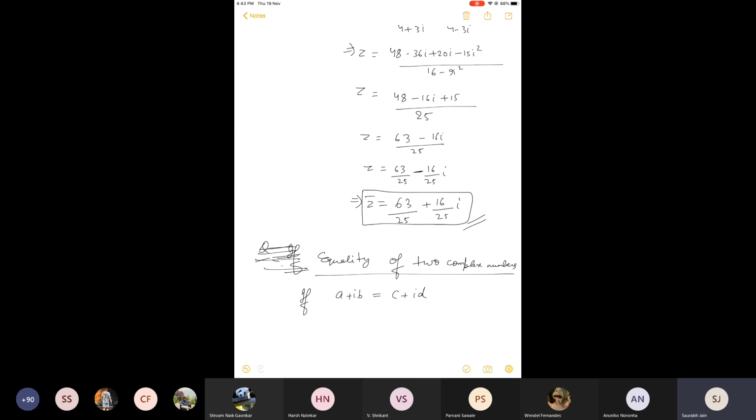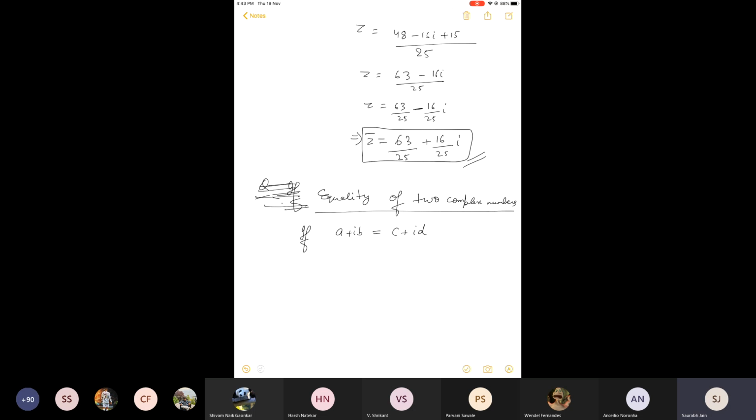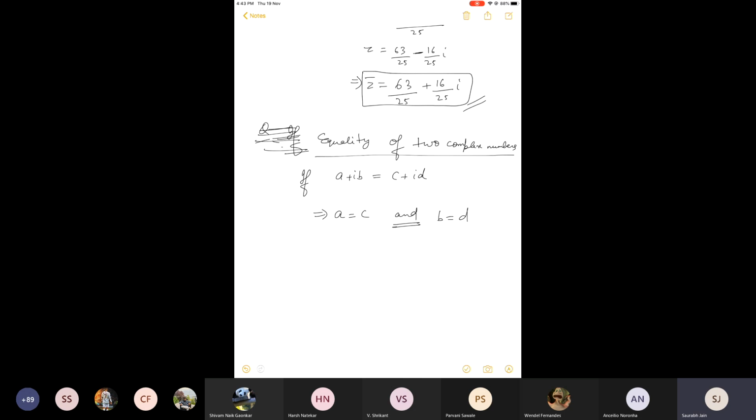If someone says that these two complex numbers are equal, if a plus iota b is equal to c plus iota d, then how will you use this? Then you will say that a is equal to c and b equals d. So basically, when you are given that two complex numbers are equal, you will equate their real part and imaginary part.